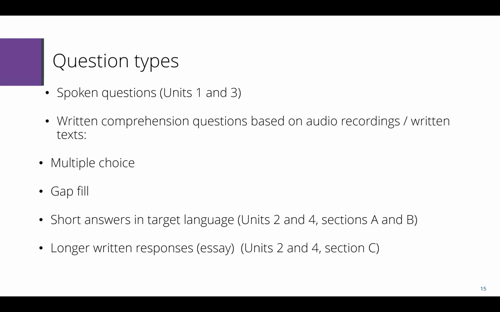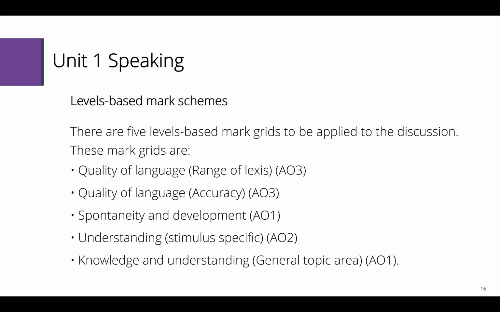And then we have longer written responses, which are the essays in Unit 2, the sort of 4 bullet points that they have to cover. And then the slightly more ambitious one in Unit 4, which we'll again come on to and look at. So to start then with this Unit 1 of the speaking, we have what's called a levels-based mark scheme. So it's looking at assessment criteria. And for Unit 1, this is where you might want to look at your specification.